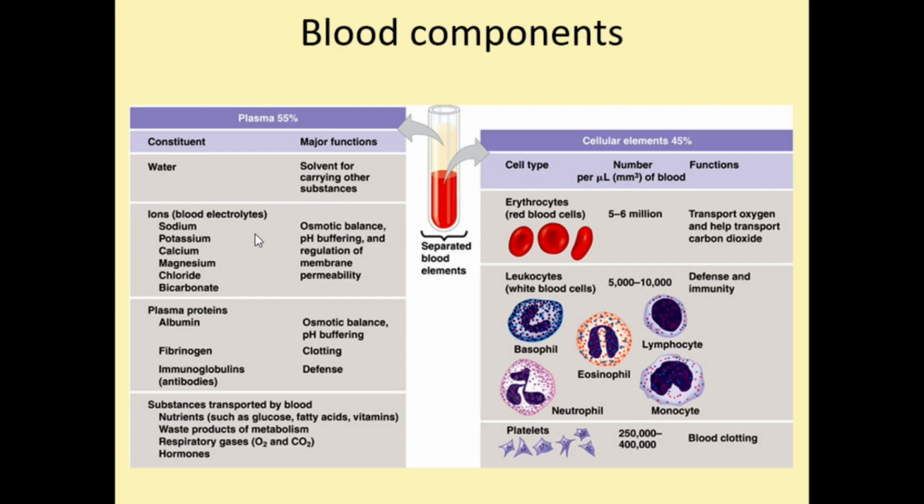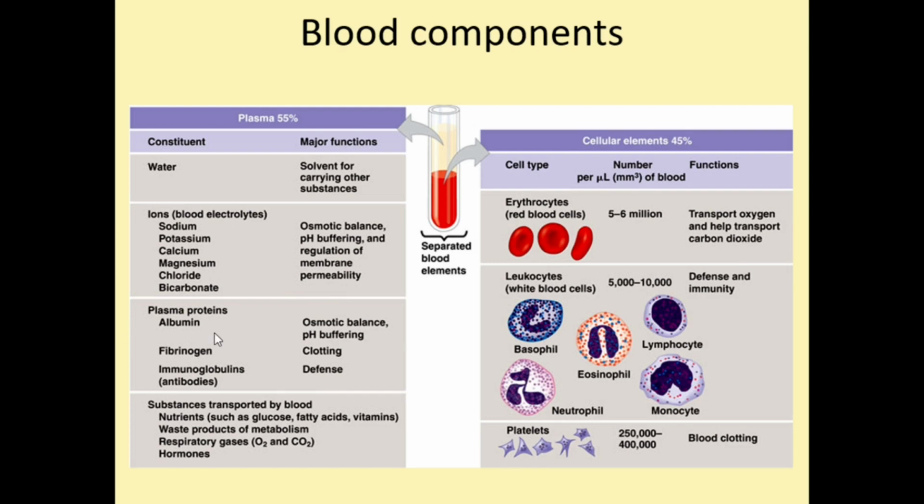But we also have electrolytes in our blood. So these are really important ions: sodium, potassium, calcium, and so on and so forth that you can see there. And these play a really important role in osmotic balance, so maintaining the osmolarity of our blood, but also buffering our pH, and therefore regulating the permeability of our membranes.